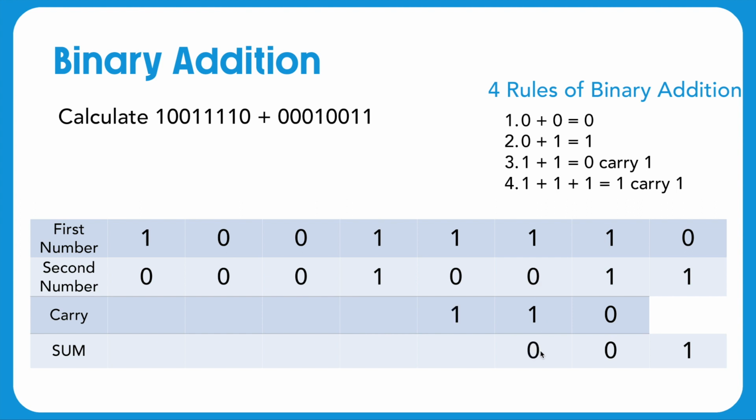We have the exact same operation in the next cell as well, adding 1, 0 and 1 together, which again gives us an answer of 0 with a carry of 1.